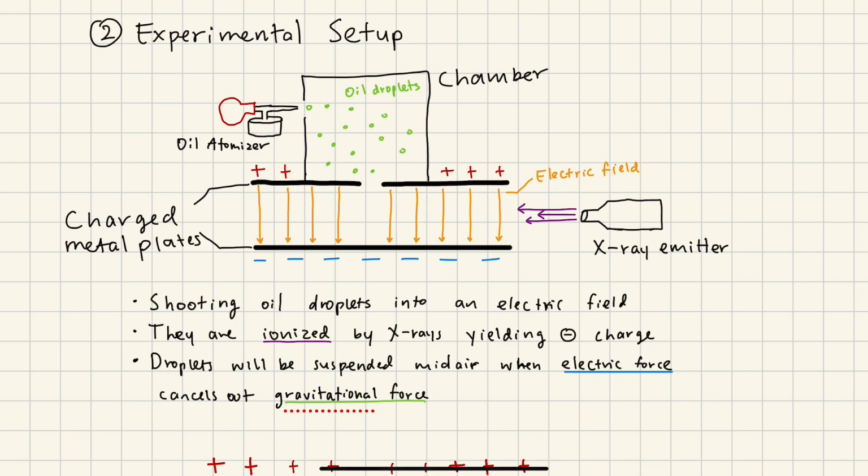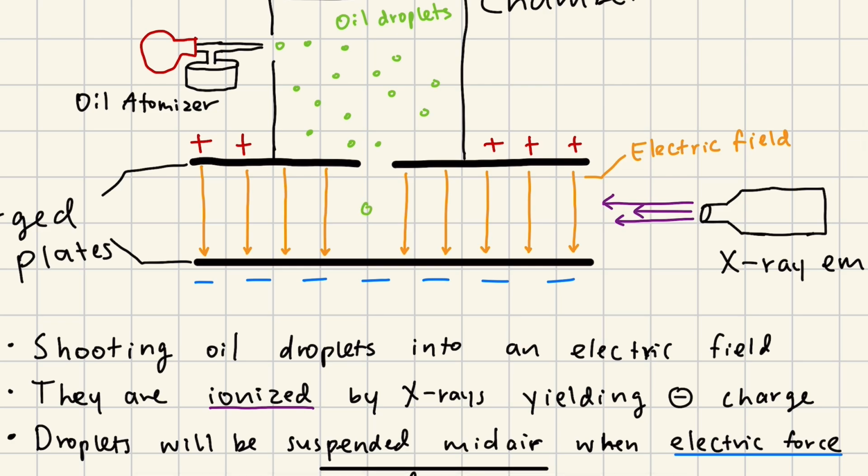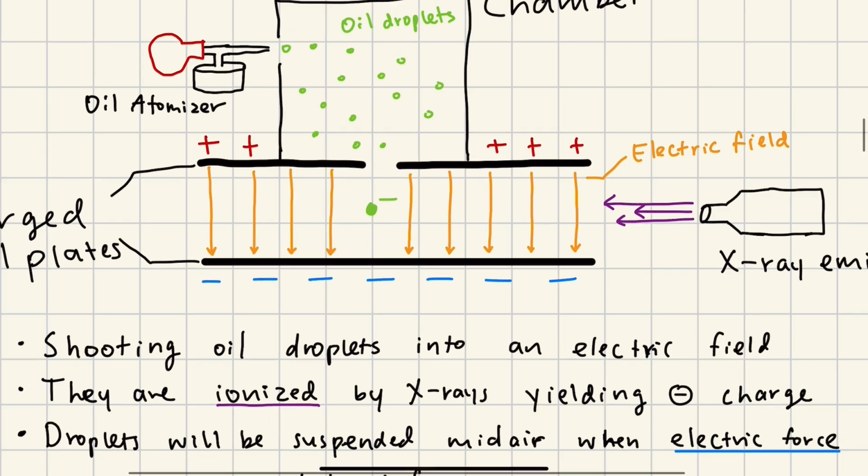The last thing to mention here is that he's got this X-ray emitter over on the right, which is shooting X-rays through the field that hits the oil droplets, ionizing them and giving them a negative charge. So the resulting thing we'll have here is an oil droplet that's fallen through here that's given a negative charge. And the amount of negative charge is not important, just that it has a negative charge, which is given to it by this X-ray emitter.